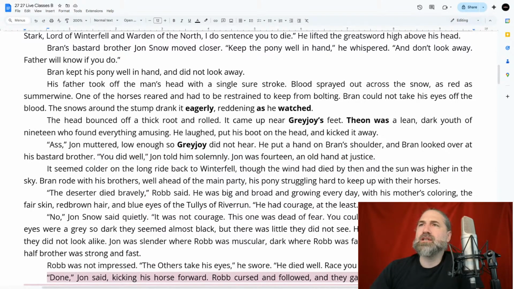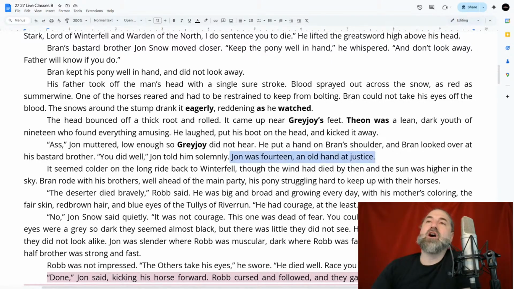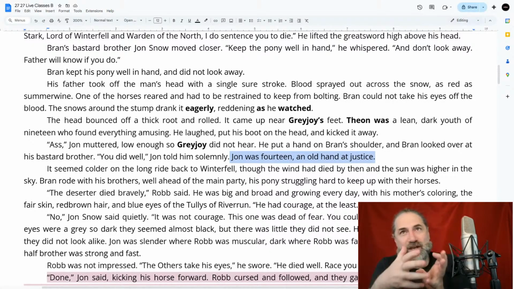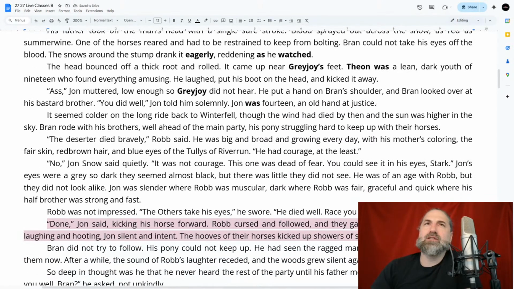Jon was 14 and hold hand at justice. Again, this is an R.R. Martin thing. You see how it's like an aside? Like a thing ends and then it's just like, oh, by the way, Jon was 14. Don't use the word was. Okay, but you can with purpose. All right, so let's just get to it.